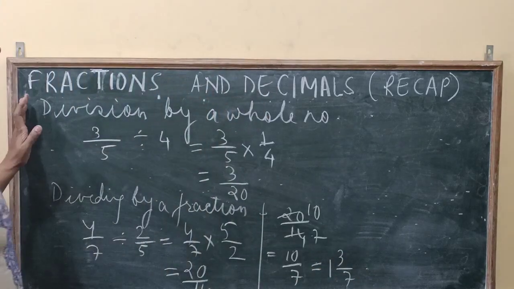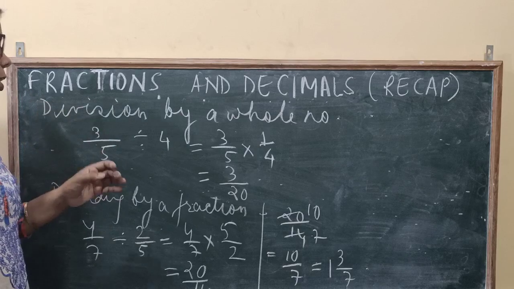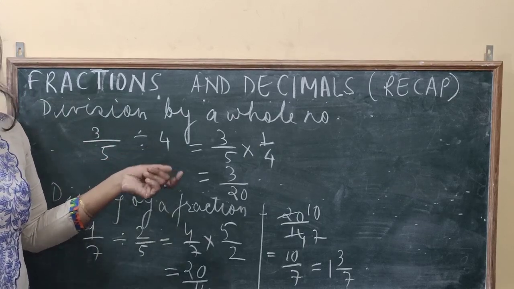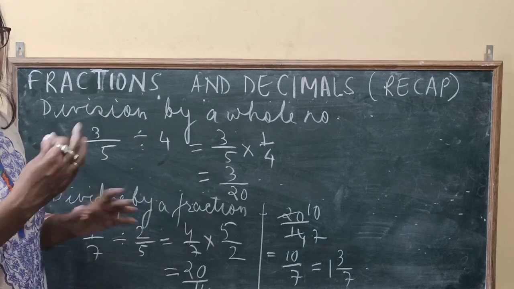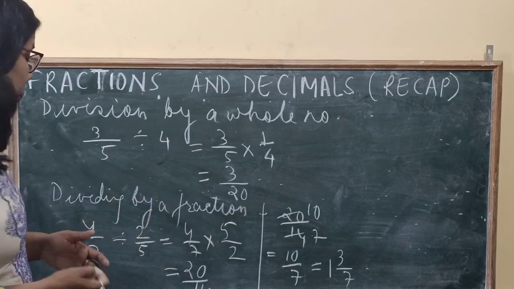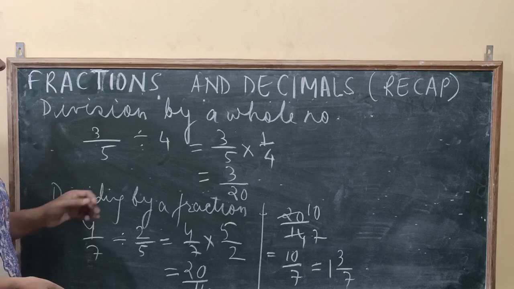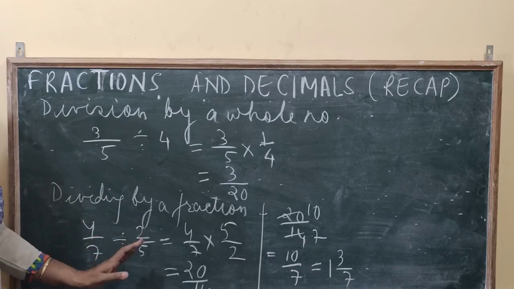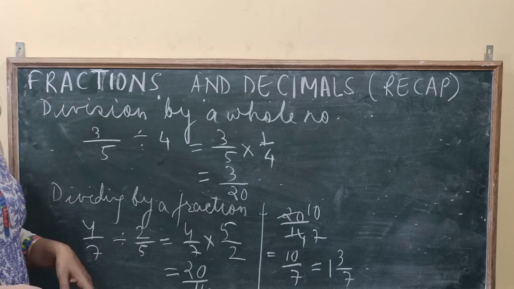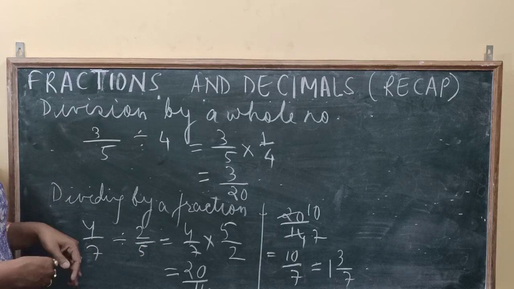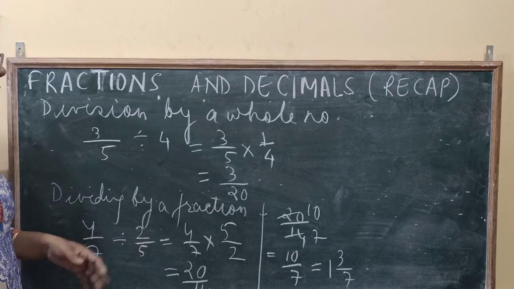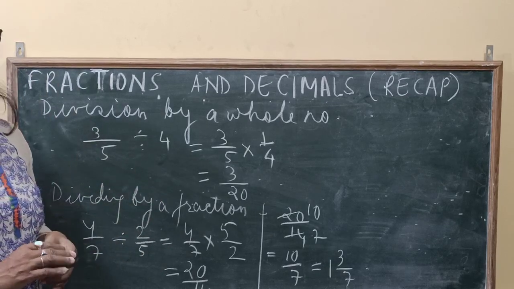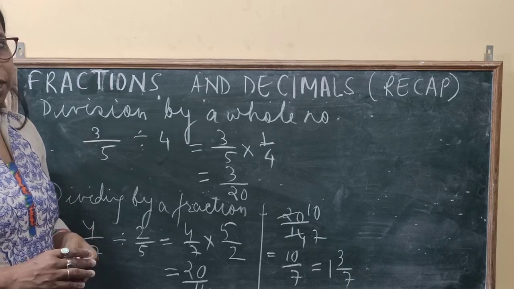So when we divide a fraction by a whole number, then we need to convert the whole number into its reciprocal and multiply the fraction with it. Similarly, when we are dividing a fraction by another fraction, at that time we need to find the reciprocal of the second fraction and multiply that reciprocal with the first number, and you get the answer. Again, when you are getting a number which is an improper fraction, then you need to convert it into a mixed fraction.